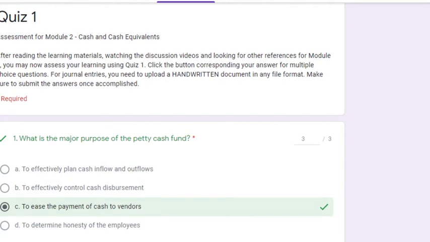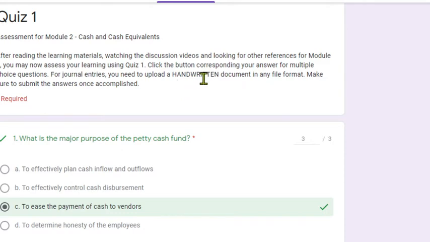So let us first read the instructions. After reading the learning materials, watching the discussion videos, and looking for other references for Module 2, you may now assess your learning using Quiz 1. Click the button corresponding your answer for multiple choice questions. For journal entries, you need to upload a handwritten document in any file format. Make sure to submit the answers once accomplished.